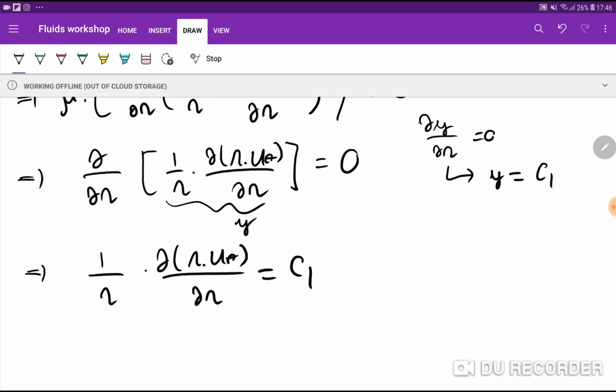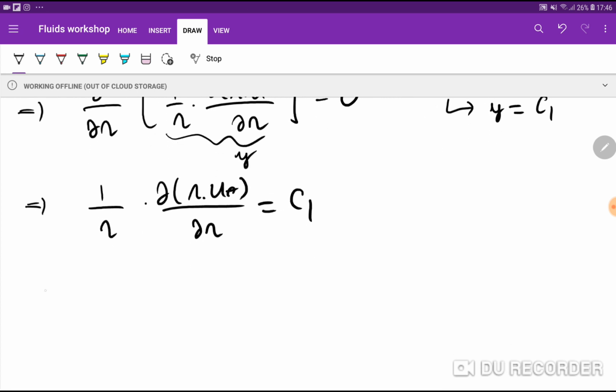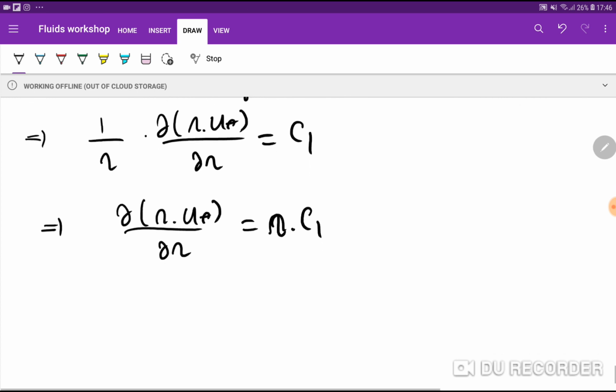Okay, let's multiply by r on both sides. So if I multiply r on both sides, you have partial of r times u theta over partial r equal to r times C1. Okay, wonderful. Now what do we have next? So you can integrate both sides.